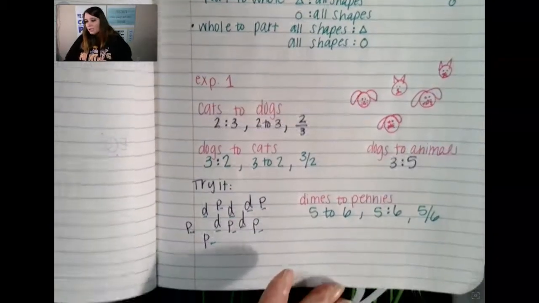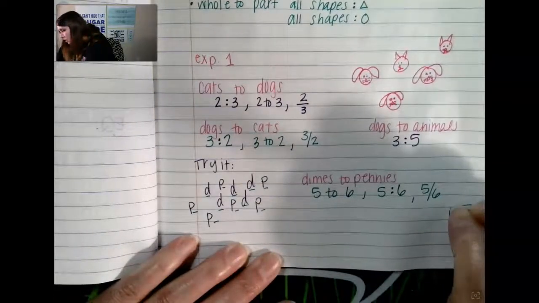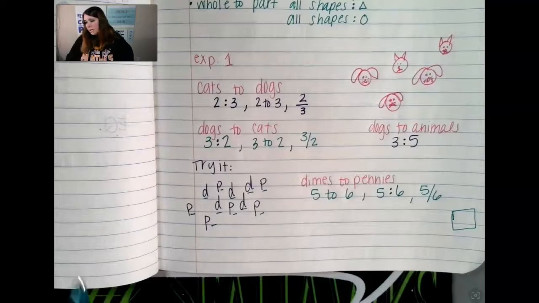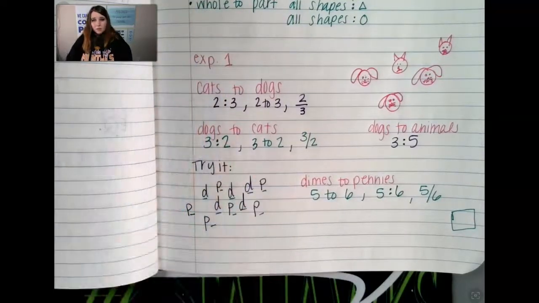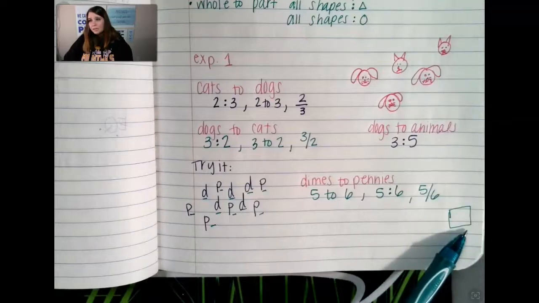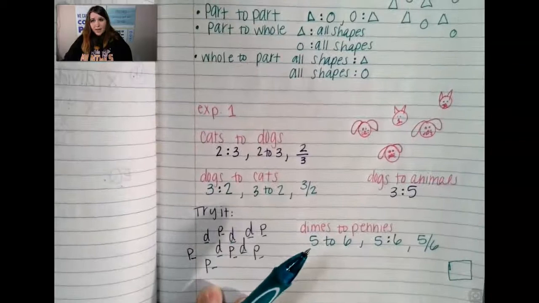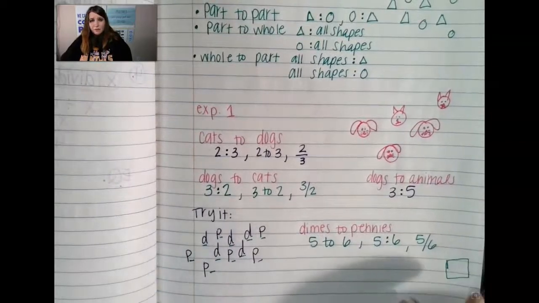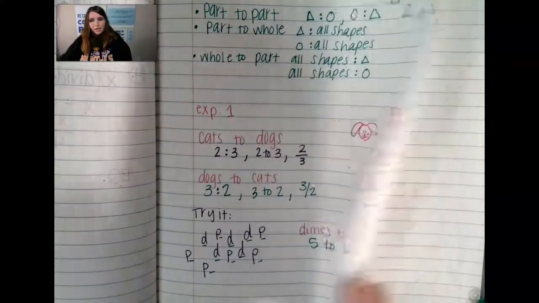Okay, how did you do on this first try it? Do you understand how to compare and how to write your ratios? Go ahead and put your rating in the box. And then when you're done, go ahead and flip the page if you need to. If not, keep adding your notes right there.